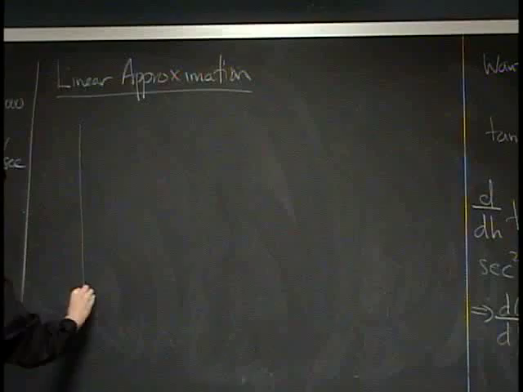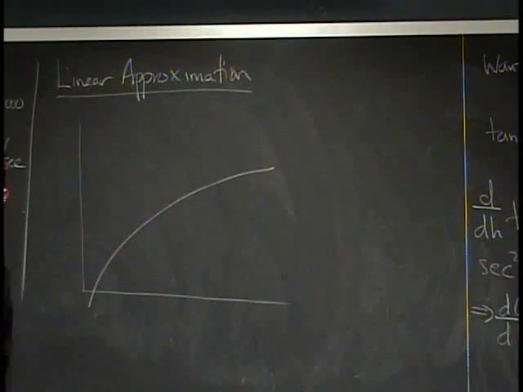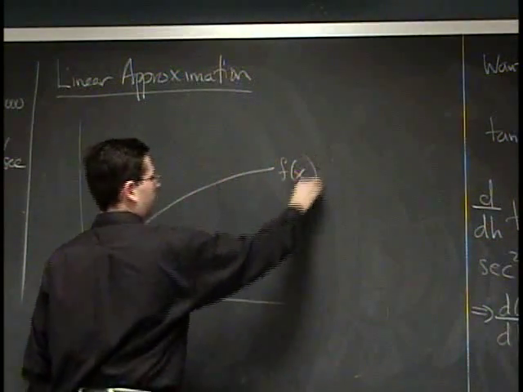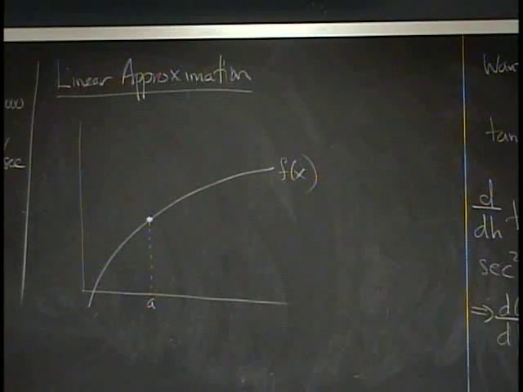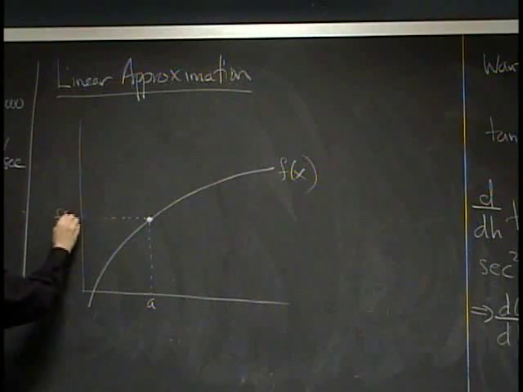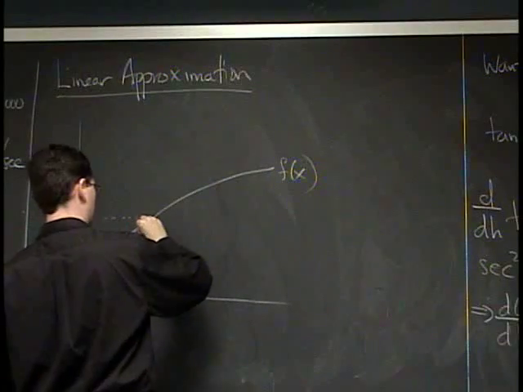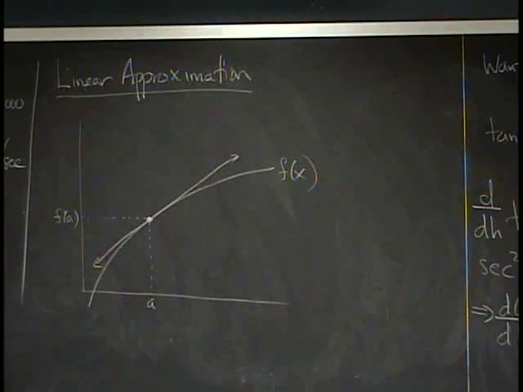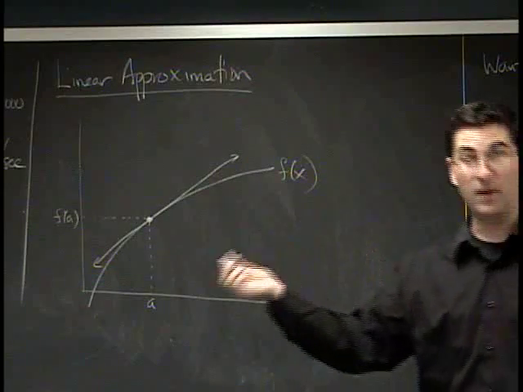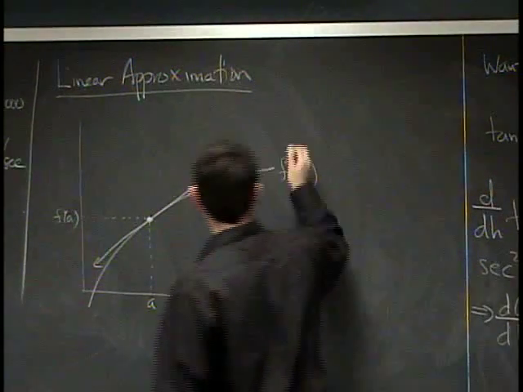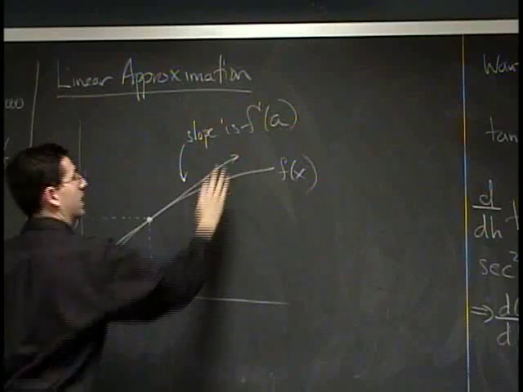So the picture when you talk about derivatives that we always come back to is the following. I have a curve, representing the graph of some function. I choose some point on the x-axis, call it A, and then choose the corresponding point on the curve, which is f of A. I draw the tangent line to the curve at that point. And of course, what's the slope of the tangent line? The derivative at A, right? So the slope is f prime of A.